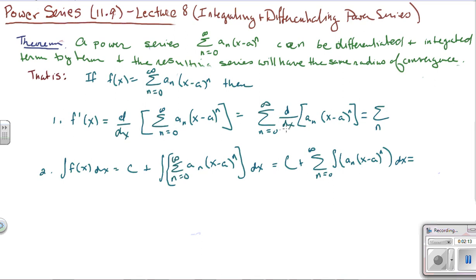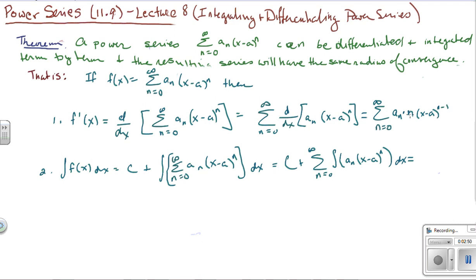So what is the derivative of each of these terms? Well, a sub n is just a constant, right? So we're taking the sum n equals 0 to infinity. A sub n is constant. Well, that means the derivative of each is going to be a sub n times, now, x minus a to the n. Well, a is constant, so that's like x minus 2 to the fourth. A and n are constant. What's the derivative of that? That's going to be n times x minus a to the n minus 1.